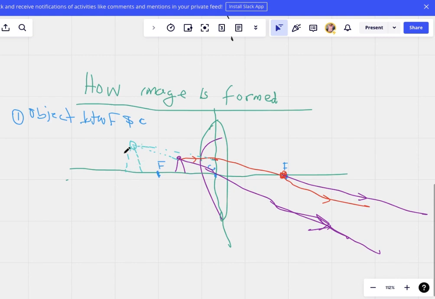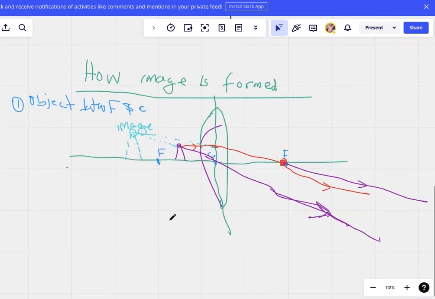Why do I use broken lines for the image? Because this image is a virtual image. It's not real. You can only get this type of image when you put the object between F and C, meaning you bring the object too close to the lens. So you have a virtual image that will be as if it's on the same side as the object.